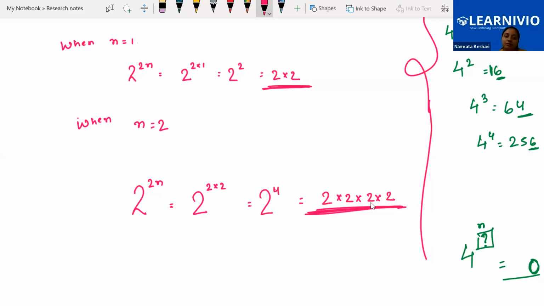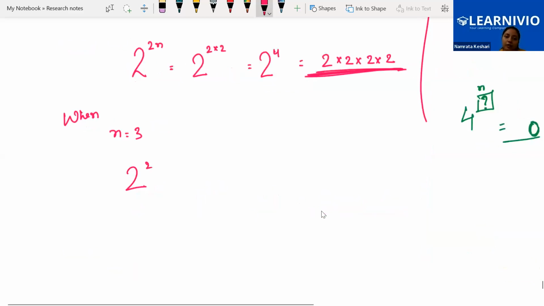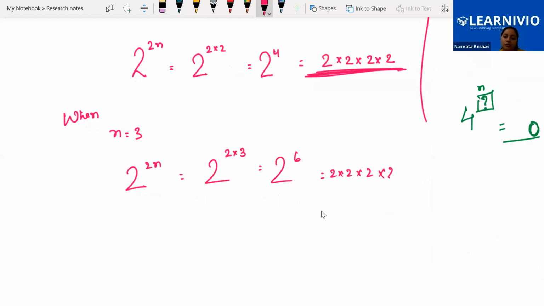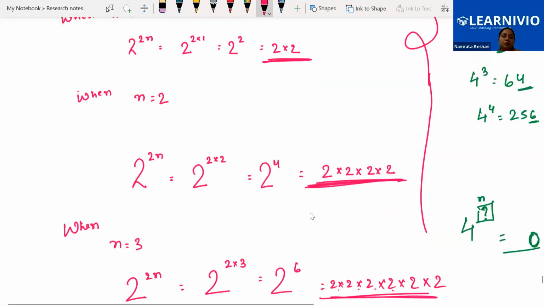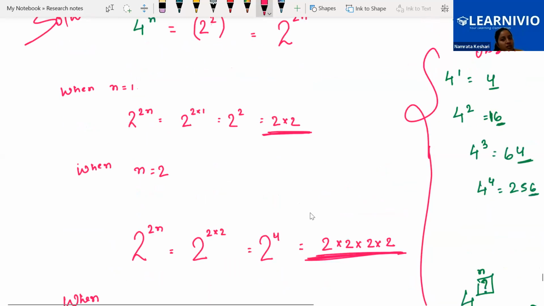When we are taking n as 3, 2 to the power 2n will become 2 to the power 2 into 3. That means 2 to the power 6, and it will become 2 into 2 into 2 into 2 into 2, 1, 2, 3, 4, 5 and one more 2, 6. So whatever n we take, are you getting the pattern? We will be getting 2 into 2 into 2 into 2, just like that, number of times according to the value of n. Yes or no?